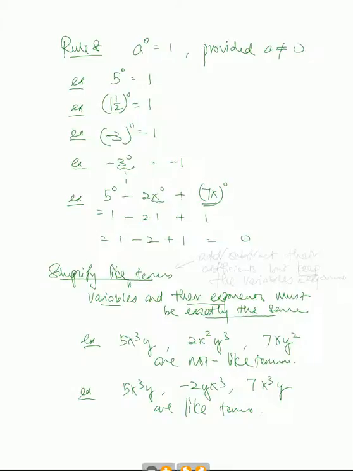So what happens if they are like terms? What you're going to do is add or subtract their coefficients, which is the number in front of the variables, but you must keep the variables and exponents. So that's what we mean by simplify like terms, as in combining like terms.